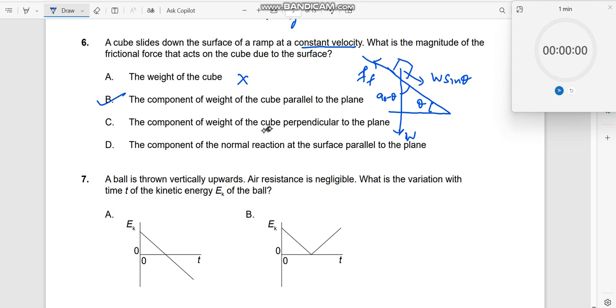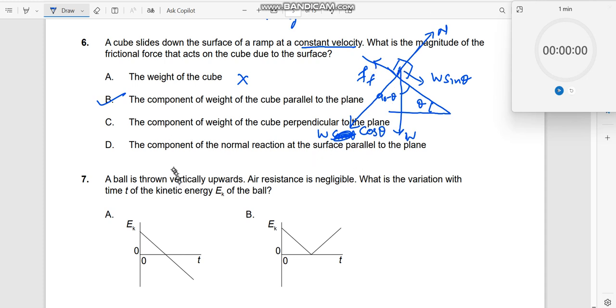The component of the weight of the cube perpendicular to the plane. Let us explore the other options also. Perpendicular to the plane, how is it equal? See, this is the plane. Perpendicular would be like this over here, which should be W sine theta, which will be balanced by your normal force. So definitely this does not account for your friction. Sorry, this is not W sine theta, it is W cos theta over here, which does not account for your friction.